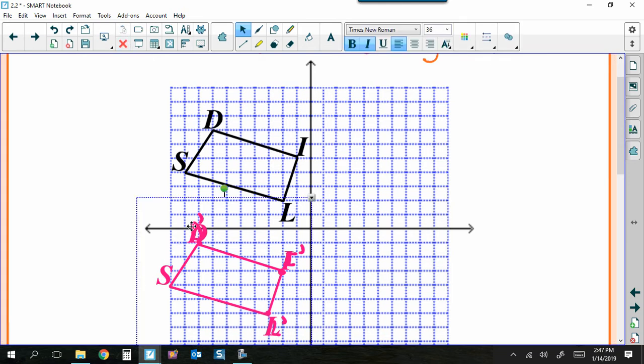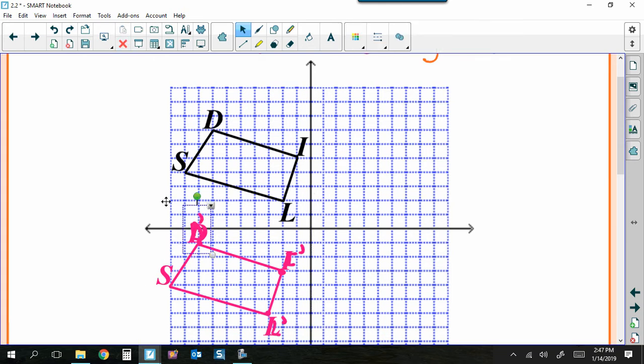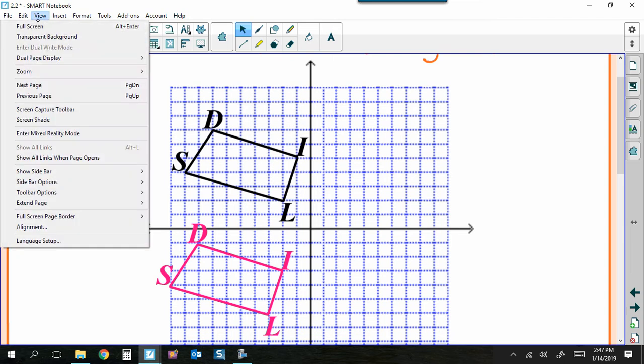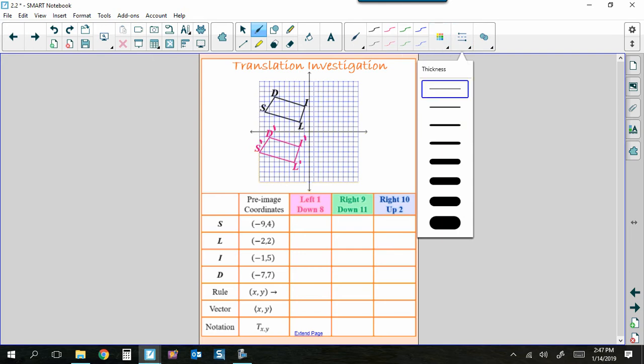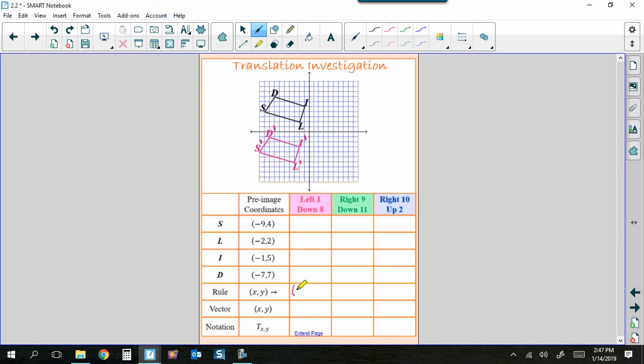Now, when you go to your table, for those of you that are more algebraically minded and you like doing the math rather than the graphing, you can find the coordinates also by doing the math. So if you remember, we said that it was left 1, down 8. Moving left on the graph will always be subtraction, and moving right will always be addition. Moving down will always be subtraction, and moving up will always be addition.